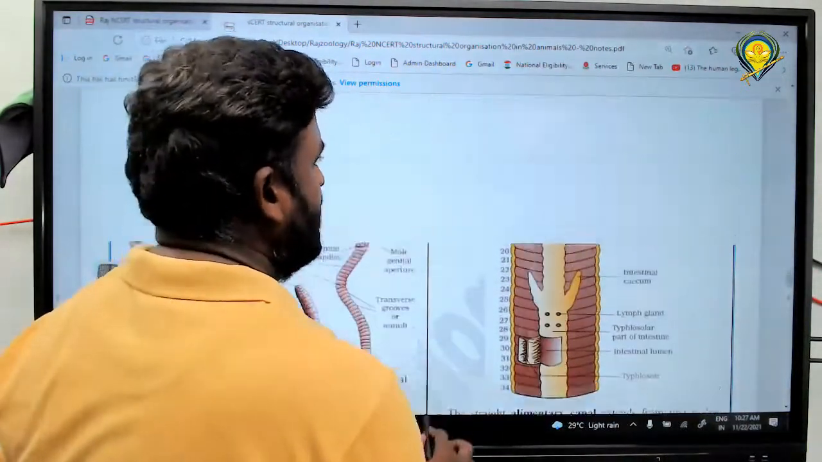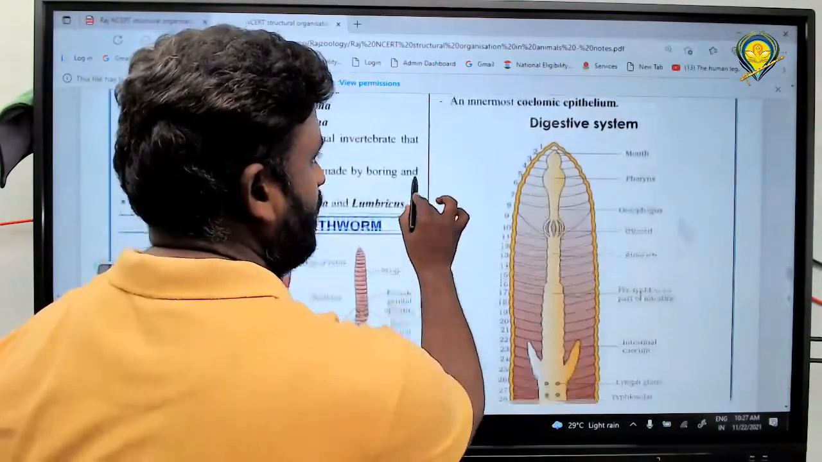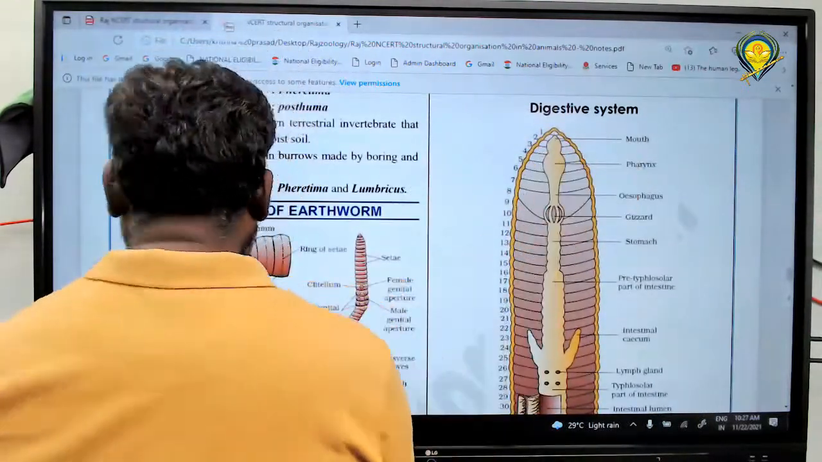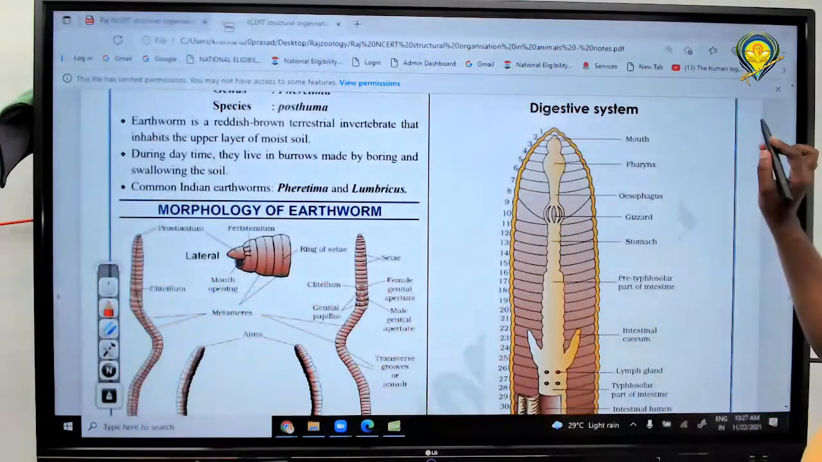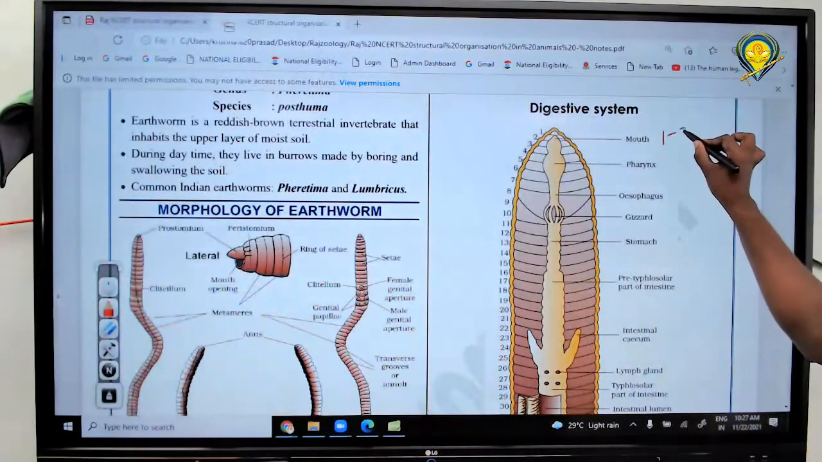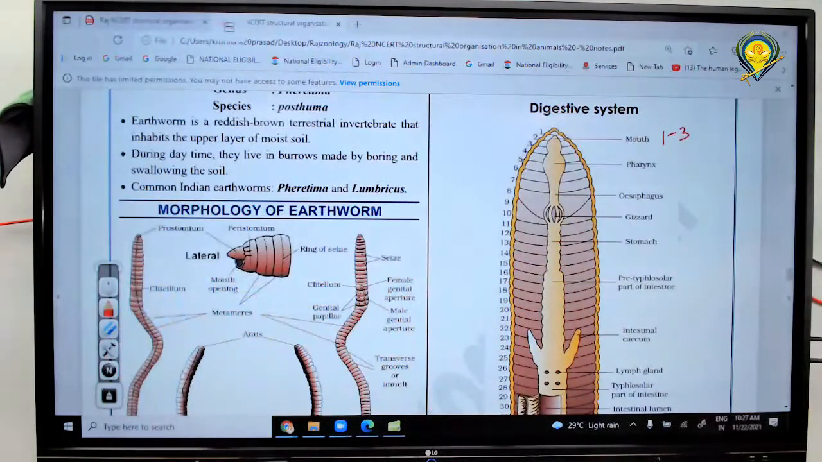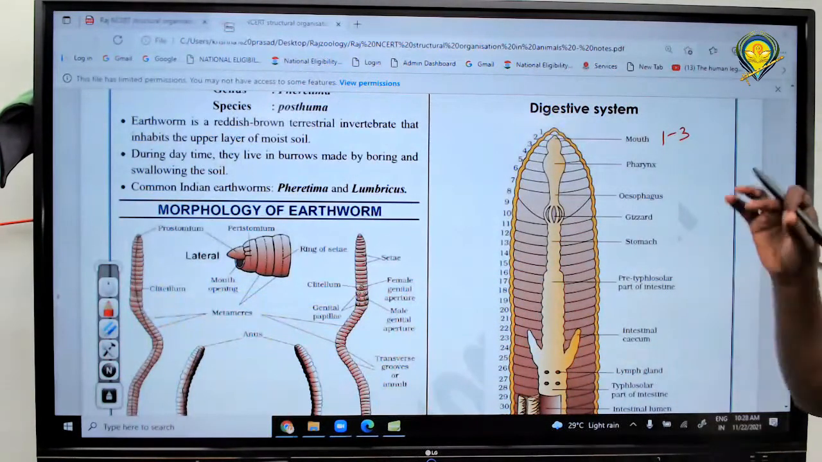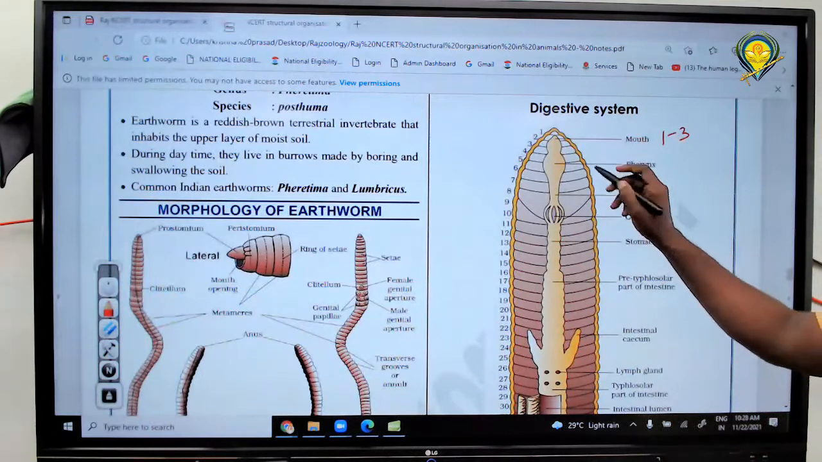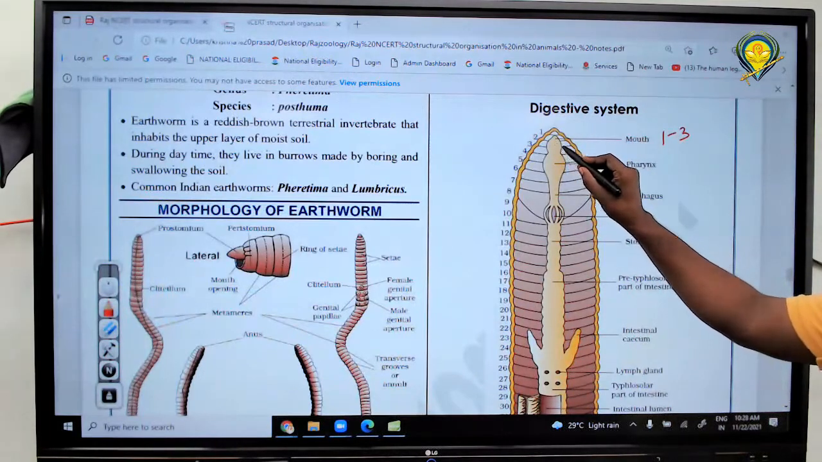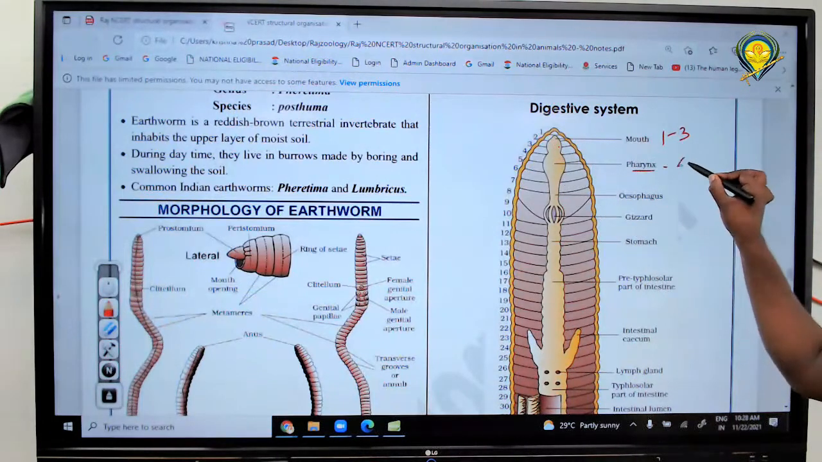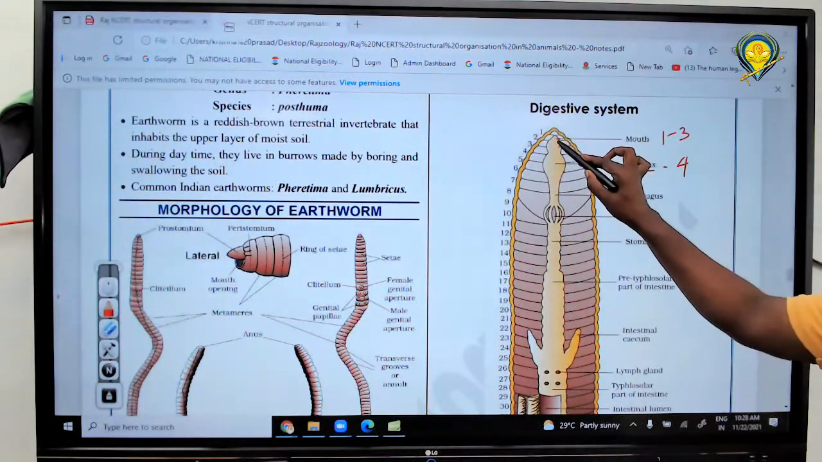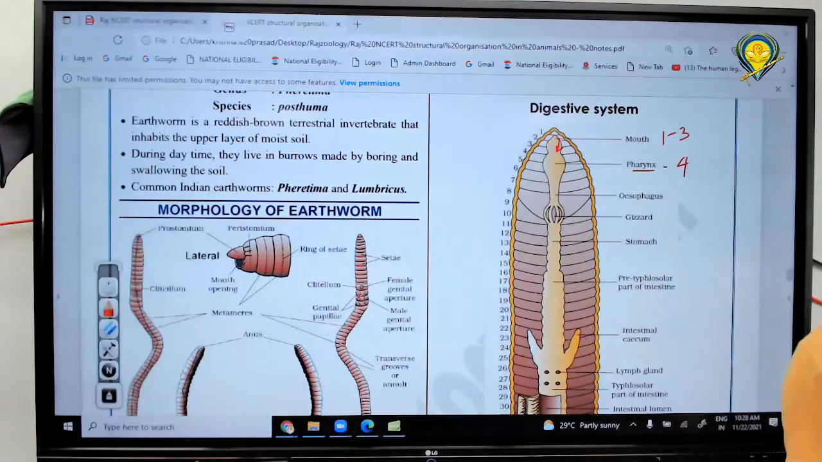And next one, what is the location? Could you please tell me one by one? First one, the mouth, also called the buccal cavity, which extends from the first to the third segment. Like it's the buccal cavity up to here. And next one, what is here? The mouth opens into the structure called what? Pharynx. What is the location of the pharynx?